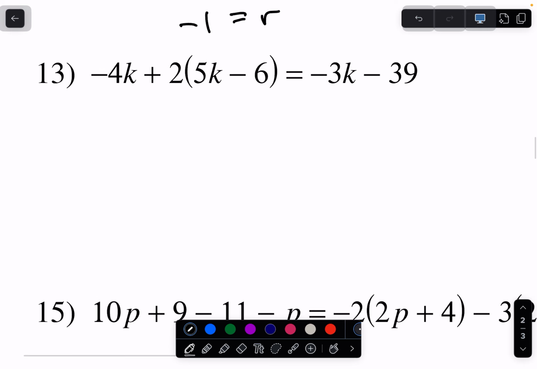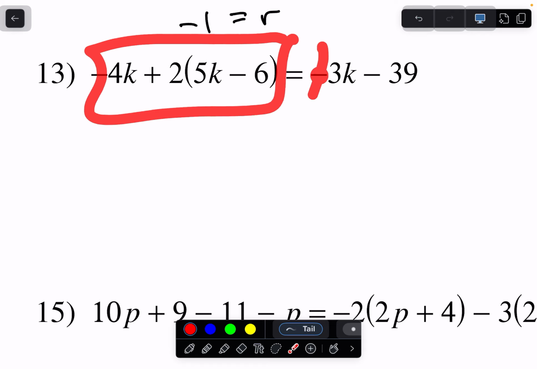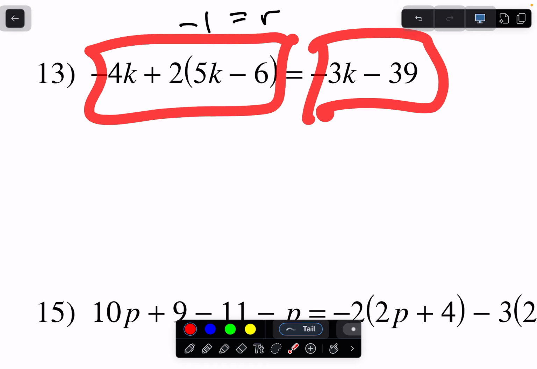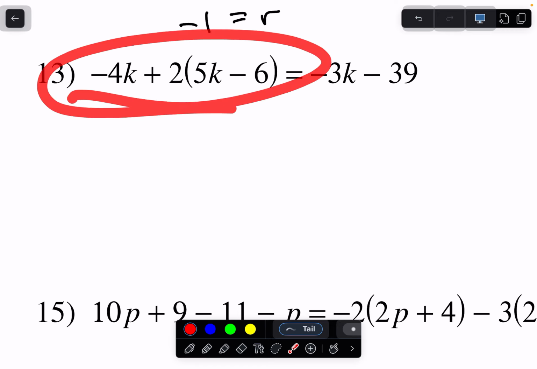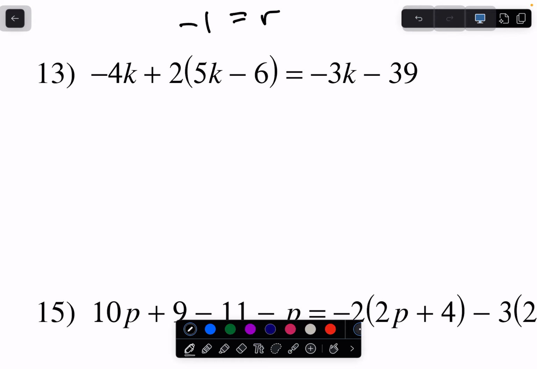Okay, 13. Now 13, again, initially treat each side as its own simplification problem. For 13, the right side is simplified as far as we can go. So we really just have to focus on the left side. Anybody notice a property that we have to use on the left side kind of as our first step? What's a property we can use on the left side?